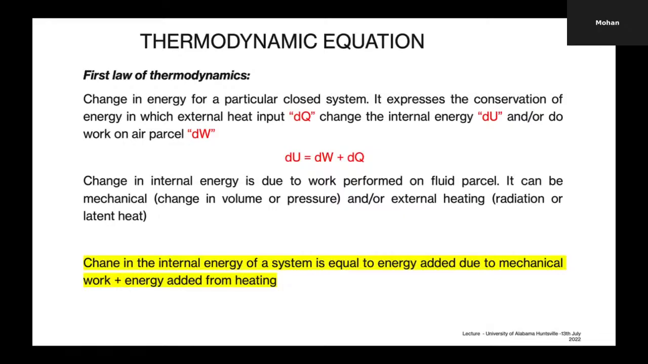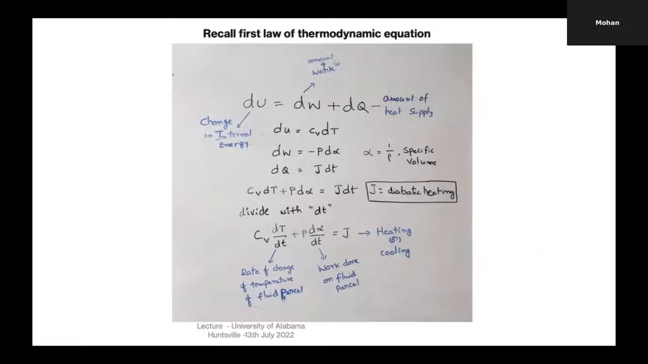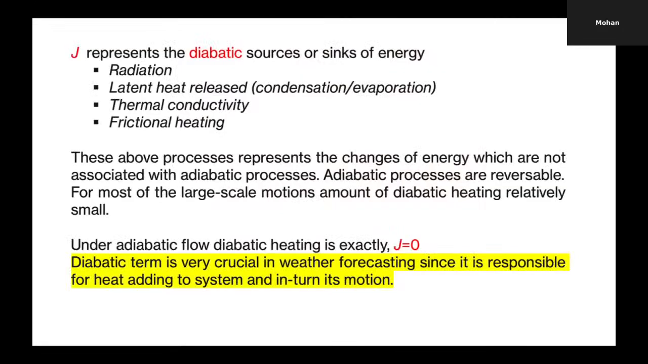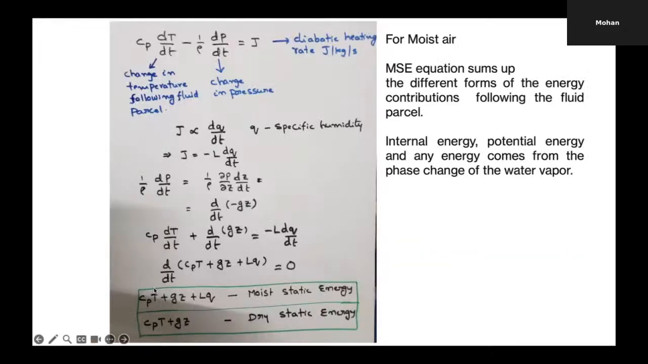This starts from the thermodynamic energy equation, the first law of thermodynamics. In the first law, you assume the ideal gas equation and the amount of heat supply and internal energy, these three, and you put in these values, find the rate of change of the temperature profile, and then you end up with one heat source called J, the diabatic heat source. That heat source is nothing but the radiation, or the latent heat from the cloud, or thermal conductivity, or frictional heating. If you put these things in the first law of thermodynamics, you end up with two quantities, these things.